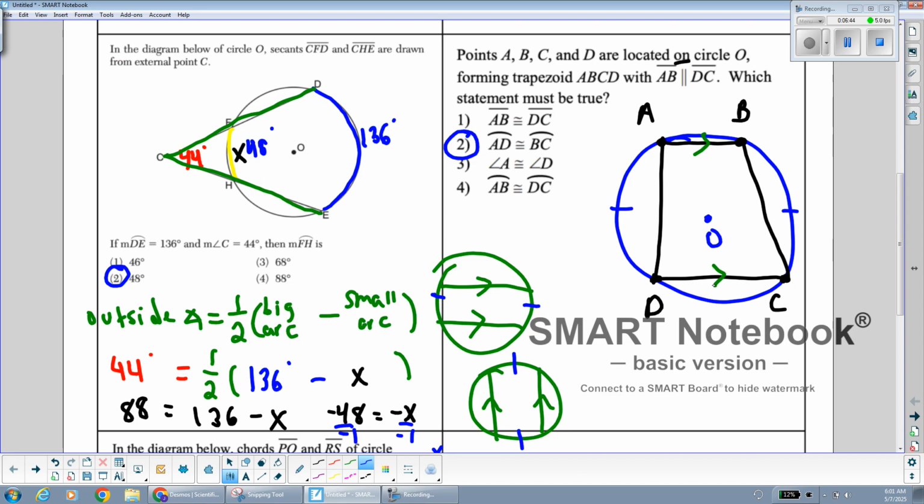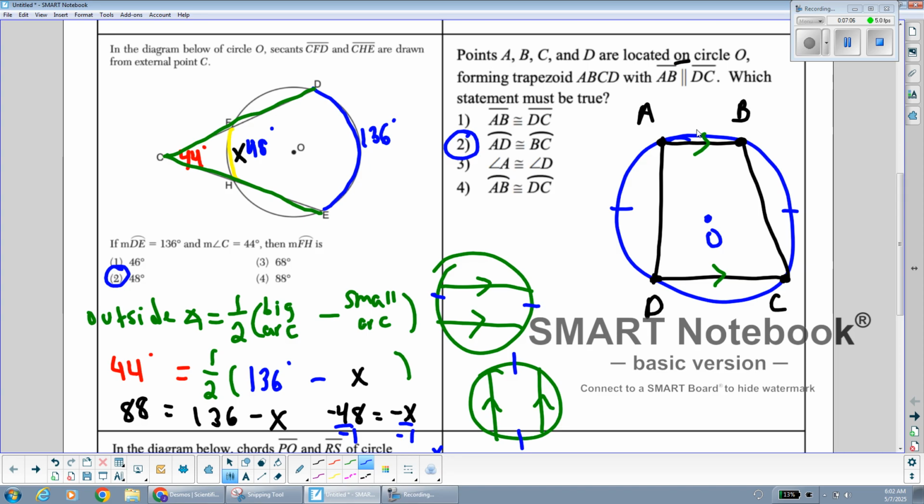AB congruent to DC, that's not true, because parallel does not mean congruent, and we don't know that AB and DC are congruent. If we knew that arc AB and arc DC were congruent, then we could say that because congruent chords intercept congruent arcs, but we don't have any information about those arcs, so we can't say that here.